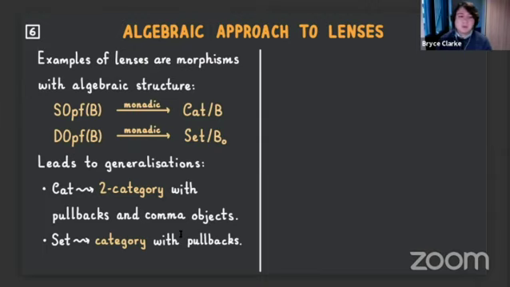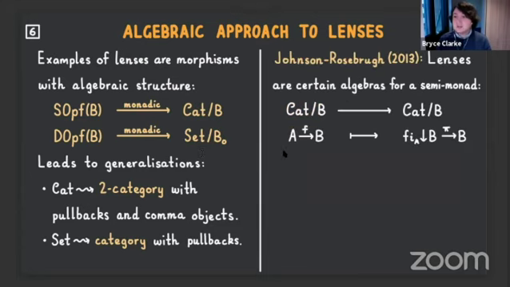Okay, so what this tells us is that we can consider these concepts in other contexts, and we might wonder, well, can we also do that for lenses? Are lenses algebras for a monad? Back in 2013, there was a result which says that lenses are certain algebras for a semi-monad, so a monad without a unit. And so this is what it is.